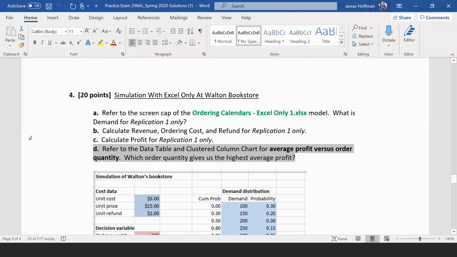Okay, so part D is just look at the data table in the cluster column for average profit versus order quantity, and which order quantity gives us the highest average profit. So in class we did this whole analysis where we looked at is 200 going to give us the highest, is the average order quantity going to give us the highest average profit? And so sometimes it did and sometimes it didn't. So in this case, just look at the table and the chart.